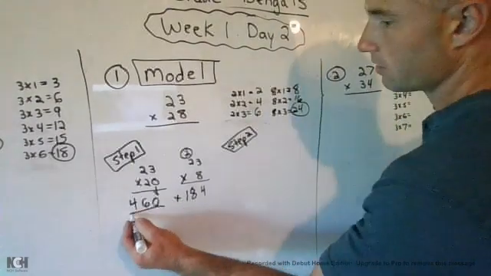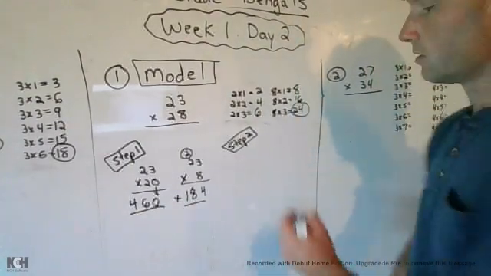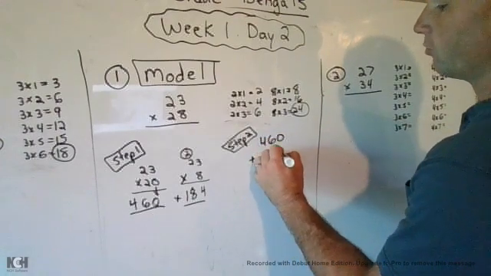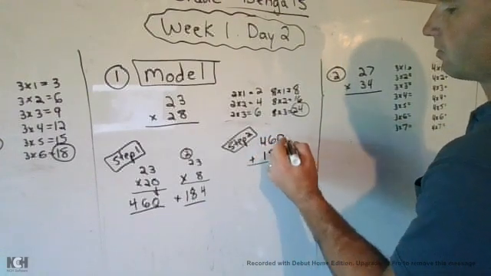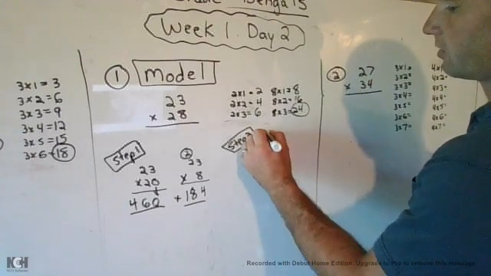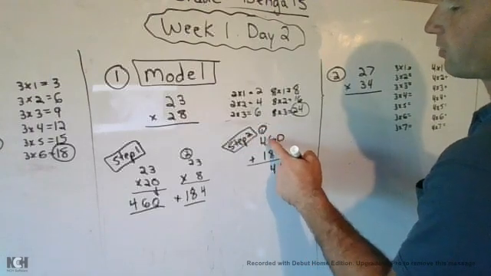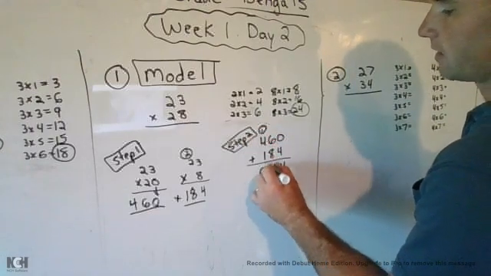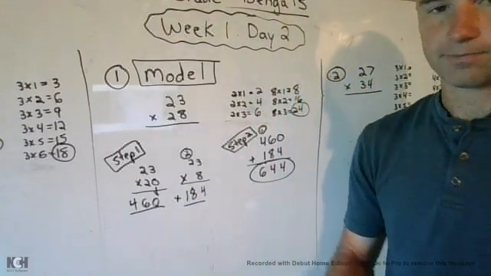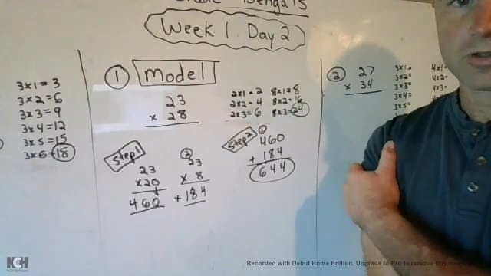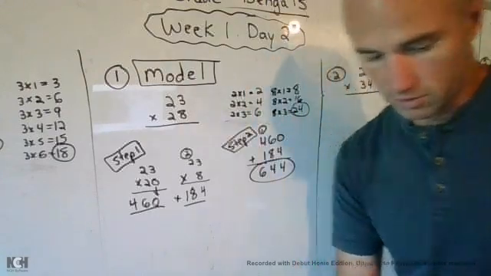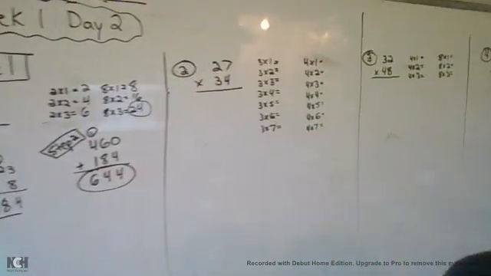Will be to add these 2 sets of numbers. 460 plus 184. So 0 plus 4 equals 4. 6 plus 8 equals 14. Carry the 1. 1 plus 4 is 5, plus 1 more is 6. Giving me the answer, solution of 644. So those are the steps that we're going to follow for numbers 2, 3, and 4 today. All right? So here we go.